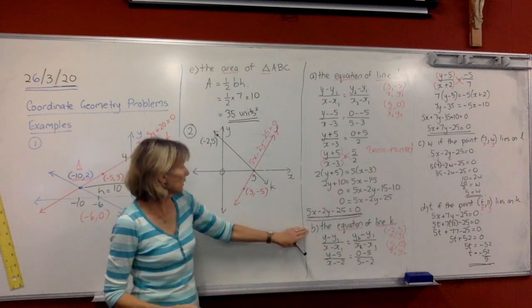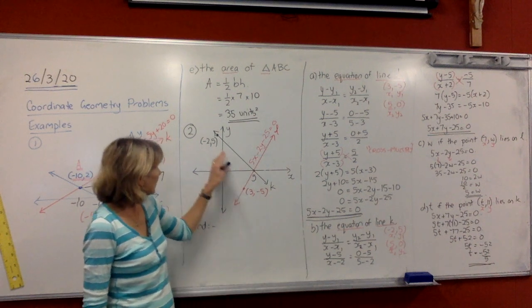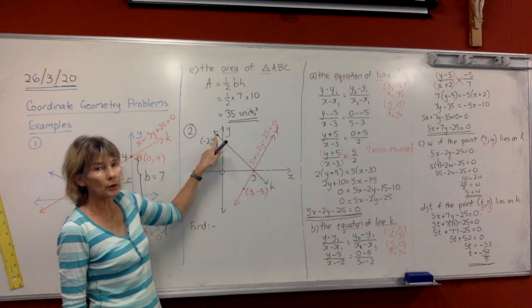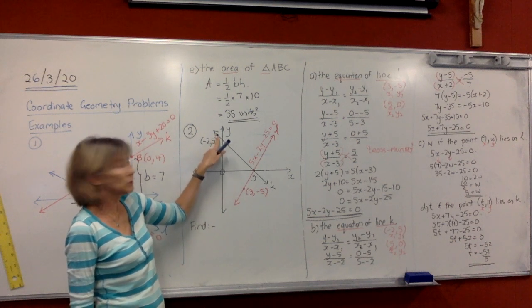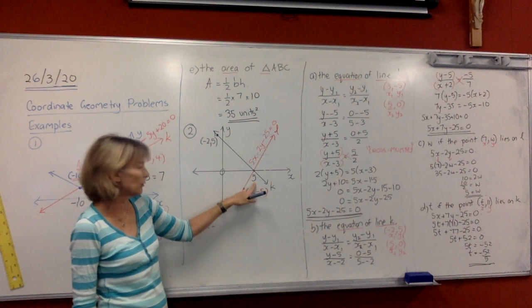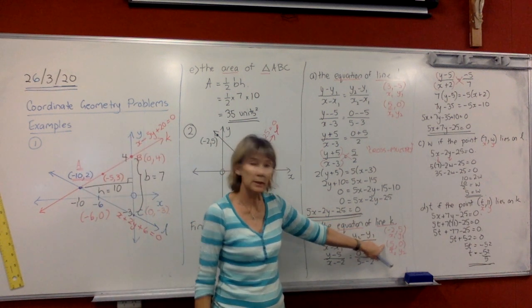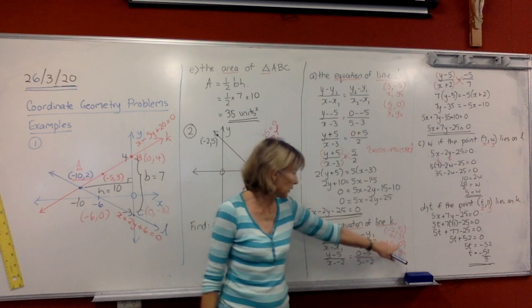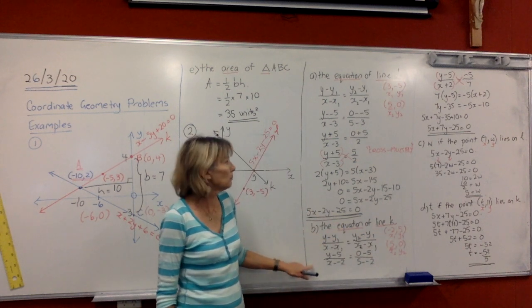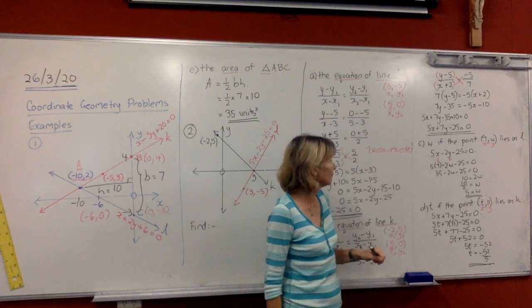In part B, we're finding the equation of line K, the black line. So we look at what we've got on that line. We have a point up here that's not on the y-axis. It's the point minus 2, 5. And we also have that x-intercept of 5. So we're going to use the point minus 2, 5 and the x-intercept of 5, which can be written 5, 0. And again, we're going to put it into our 2-point formula to finally get our answer out for that.